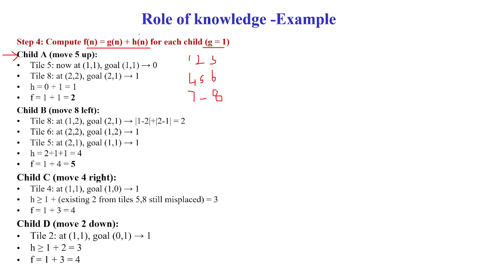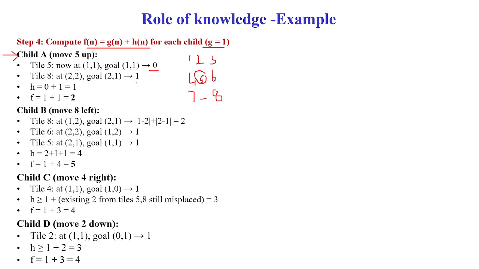Now we're going to compute the h of n. Tile 5 is now at row 1, column 1. Correct. Its goal is row 1, column 1. Okay. So, distance is equal to 0. Tile 5 is solved. Now it's in the correct goal position.